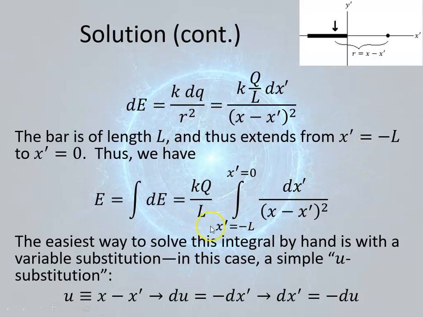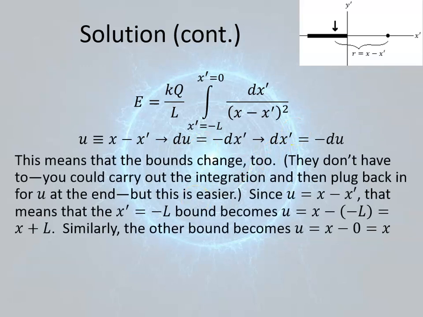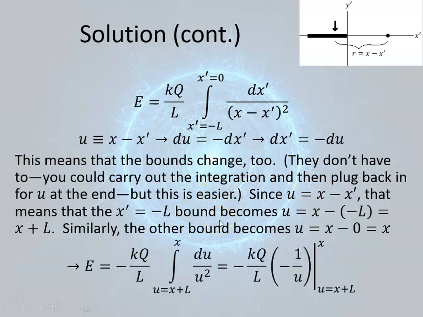Similarly, I need to replace my bounds, in other words, going from x prime equals negative L to x prime equals 0, in terms of u. So that would become u equals, plug in what x prime is there. That would be x minus negative L, which is just x plus L, for the bottom bound, and u equals just x for the top bound. So that's what we end up doing if we actually plug that in. So this becomes like this. Now, this is a du over u squared.